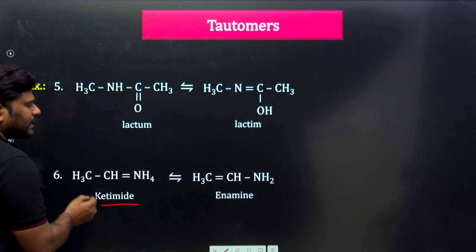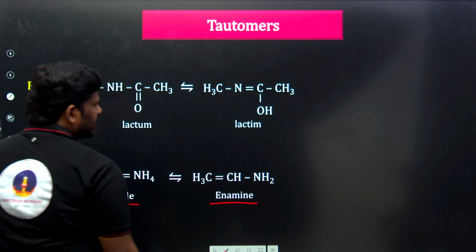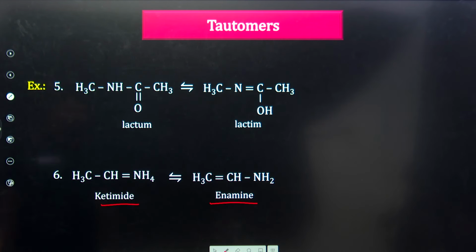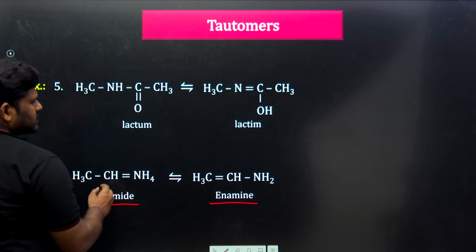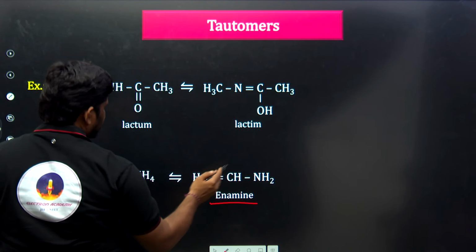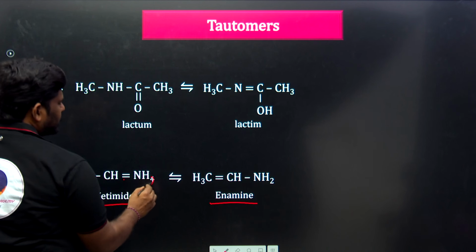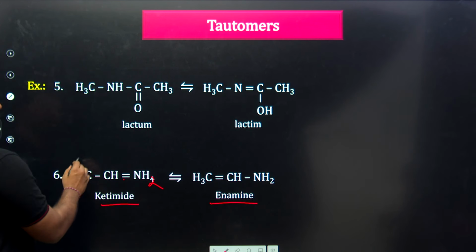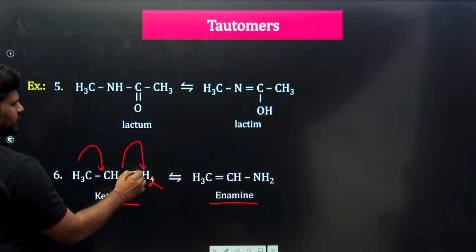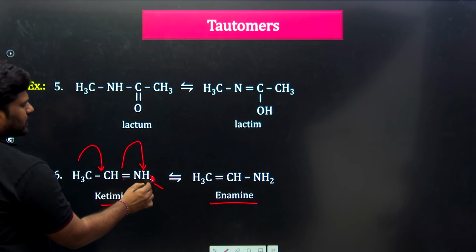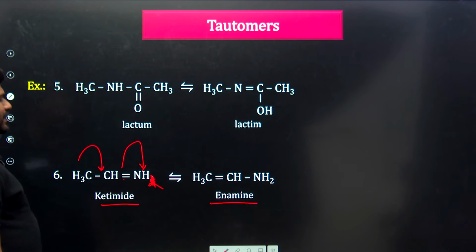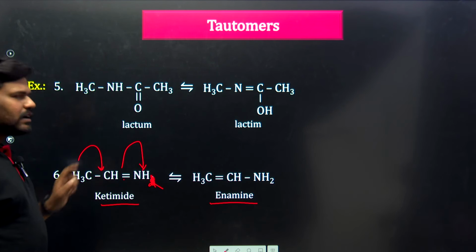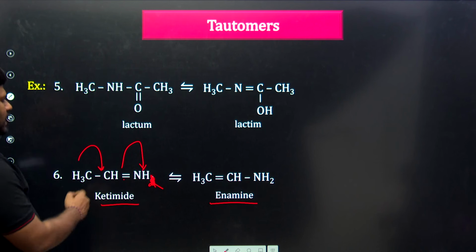Last one, ketimine becomes enamine. So what is a ketimine? CH3, simple here, same thing. Double bond NH here. This one will shift here, this one will shift here. Ketimine means only NH, double bond NH, nitrogen having valency 3. So CH3 CH double bond NH. Same here, the mechanism is the same.